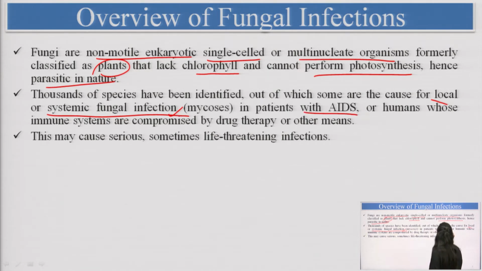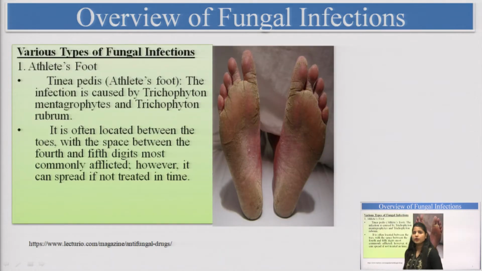In patients, especially where immunity is low, like AIDS, and some other conditions where the immunity is compromised, at that time they are more prone to getting fungal infections, and they can be very serious or life threatening. So, we need treatment for this. Now, what are the forms of fungal infections, what are the different types?